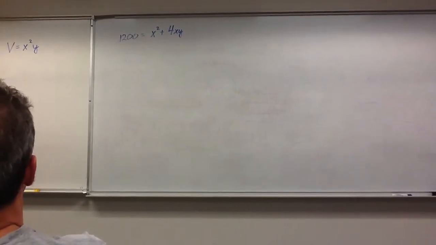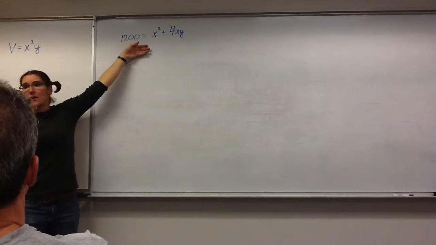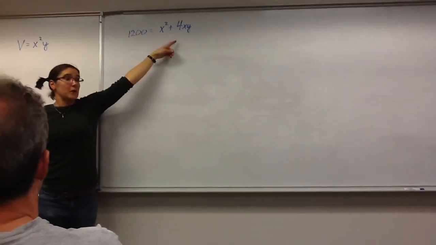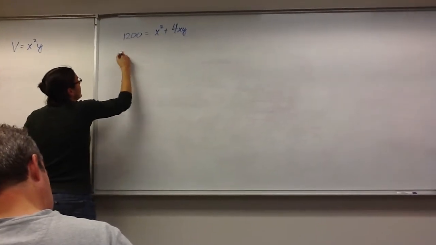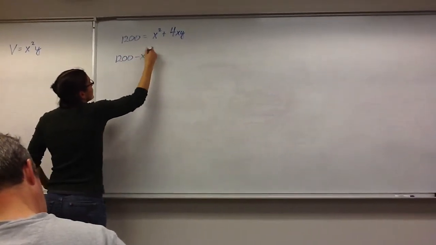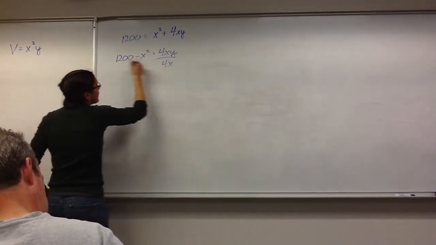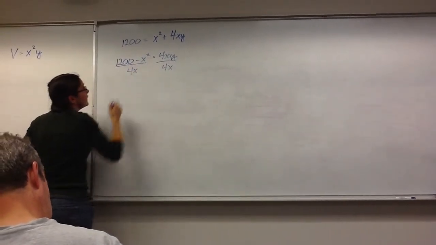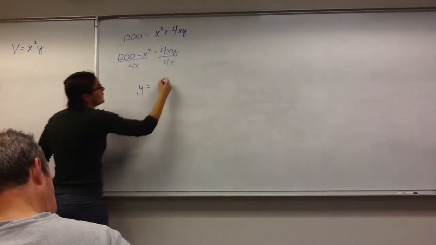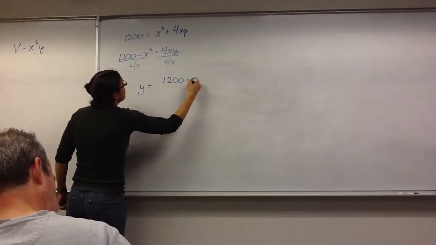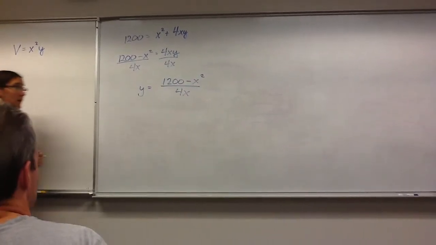Okay. So once we've got this relation, then I can take this relation and solve for one of the variables. My better choice would be to solve for y because there's only one y showing up there. So I've got 1,200 minus x squared is equal to 4xy, and then I'll divide both sides by 4x. And so we've got y is equal to (1200 minus x squared) over 4x.